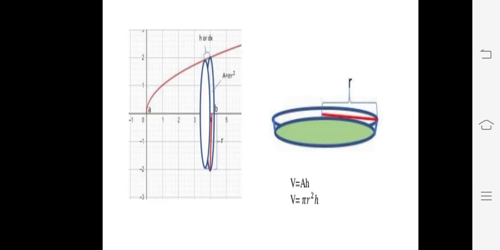I am Ani Imraman. For today's video, I will discuss the shell and washer method. So, for the shell method, here is our radius, and this is our radius and our area. Our area is equal to pi r squared. Then this is our h, or dx, where our volume is equal to area times h, or pi r squared h.